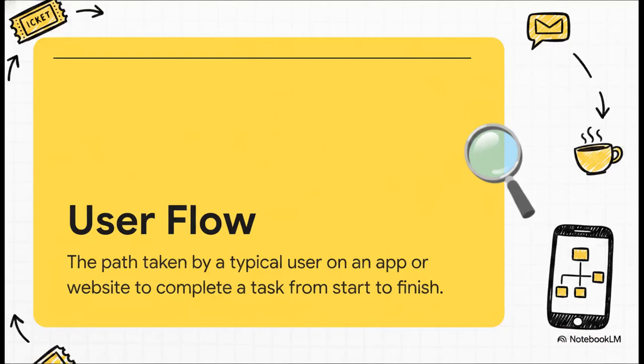Now, the most important part of this whole definition is that last little phrase, complete a task from start to finish, right? It doesn't matter if it's buying a ticket, sending a message, or ordering a coffee, a user flow charts every single step a person takes to get to that specific goal. It helps designers see the entire process in one glance.